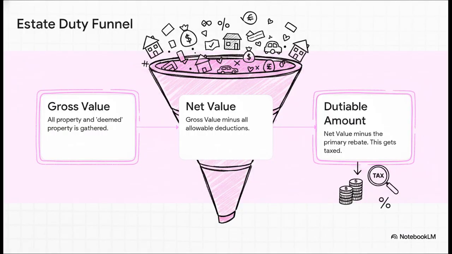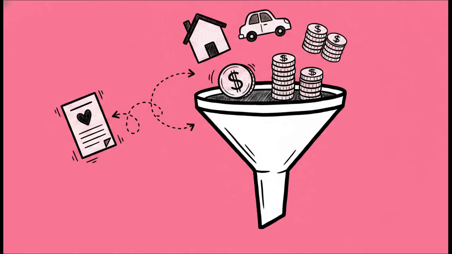You see, the whole calculation is just a process of narrowing things down, moving from the top of the funnel to the bottom. We start with a big number, the gross value. Then we subtract some stuff to get the net value. And then we subtract a bit more to get to the final dutiable amount. That's the number that actually gets taxed. So what gets tossed into the top of that funnel?